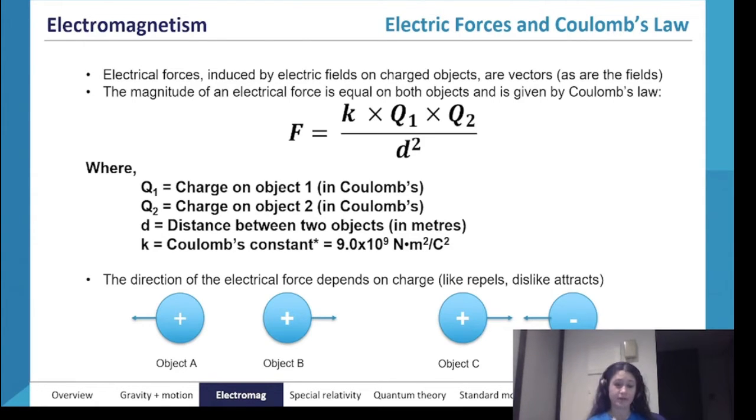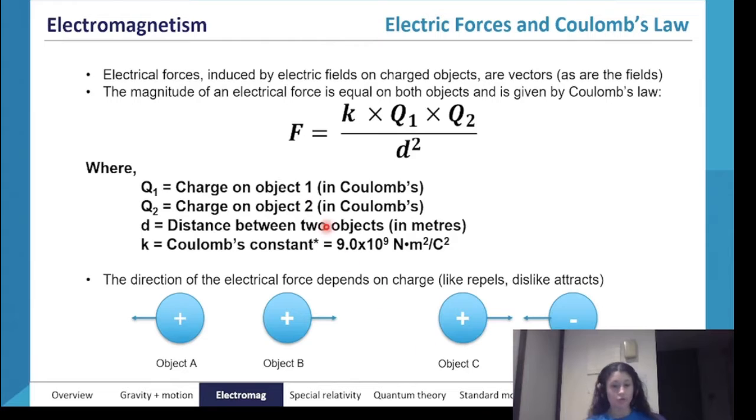However, when we get into magnetism, the charges are going to be moving. And because the charges are moving, they're generating a magnetic field. So, when we're talking about electrostatics, we're talking about the force generated by the particles due to their charge.